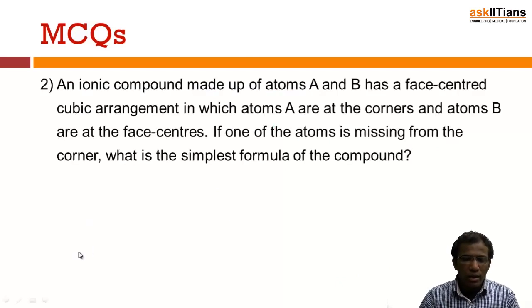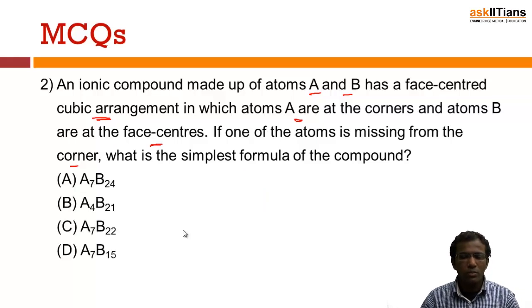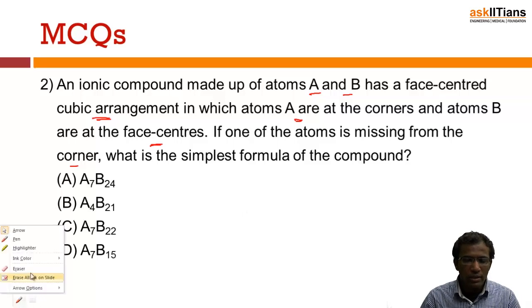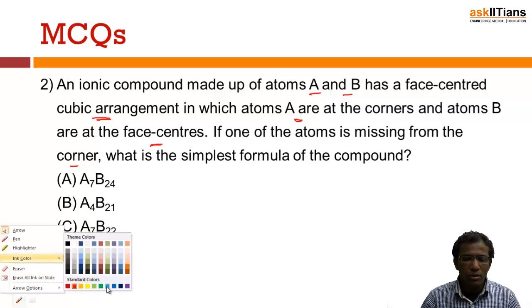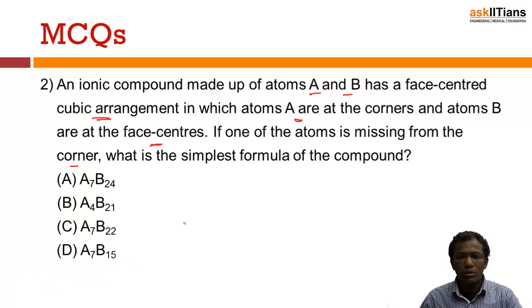Okay. An ionic compound made up of atoms A and B has a face-centered cubic arrangement in which atoms of A are at the corners and atoms B are at face centers. So if one of the atoms is missing from the corner, what is the simplest formula of the compound? Options are given. So how can you calculate this one? It is also not a big question. It is also an easy question.